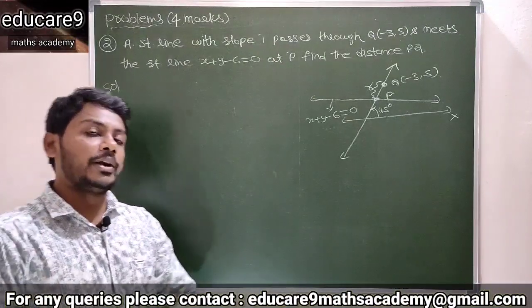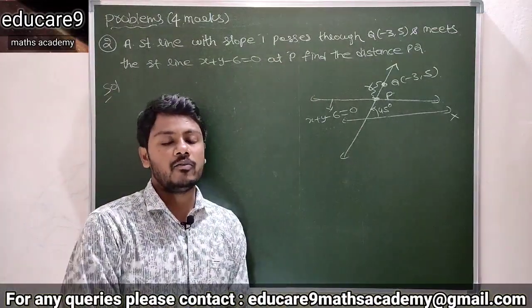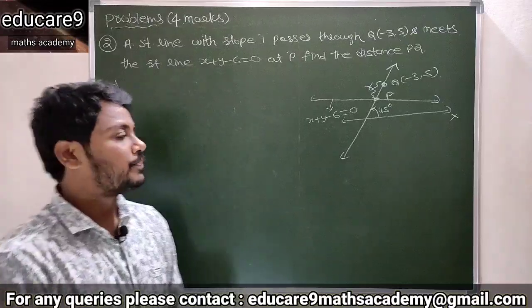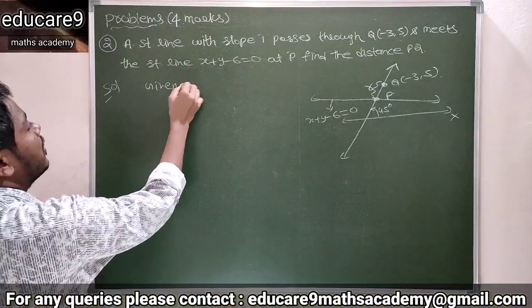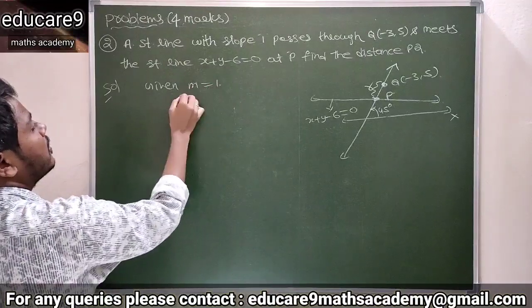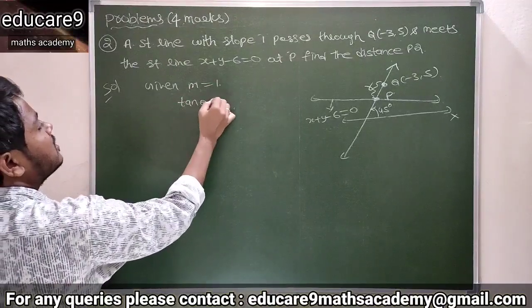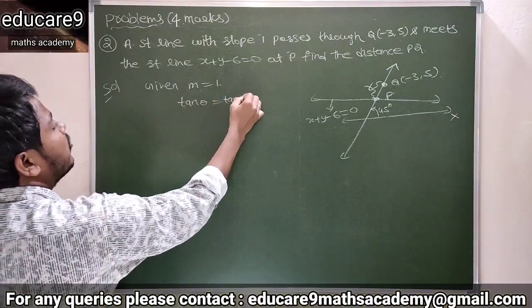Clearly, here we have to use the parametric form. Given m = 1, that is tan theta = tan 45.